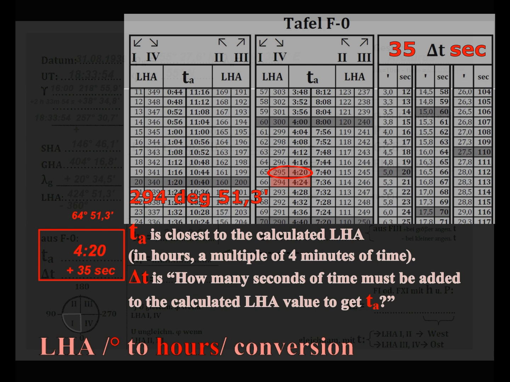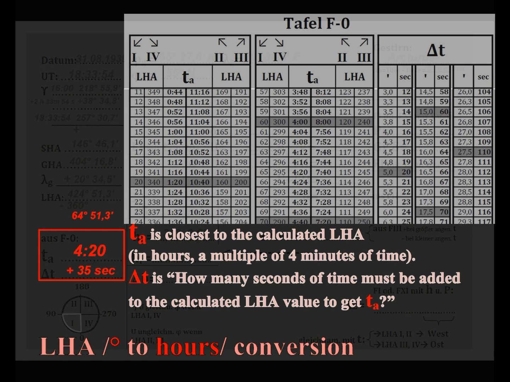You may mistakenly believe that you need to add these 35 seconds of time to the calculated local hour angle, as this should bring you to the nearest whole degree. In fact, your calculated local hour angle is 35 seconds greater than 4 hours and 20 minutes. You need to subtract these 35 seconds to get exactly 4 hours and 20 minutes. So, the delta T sign in this case will be negative.